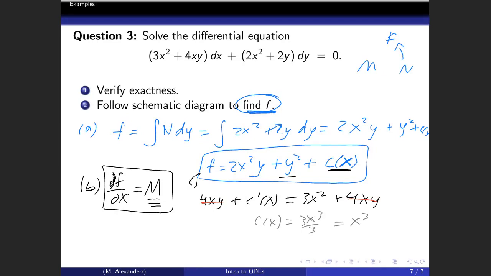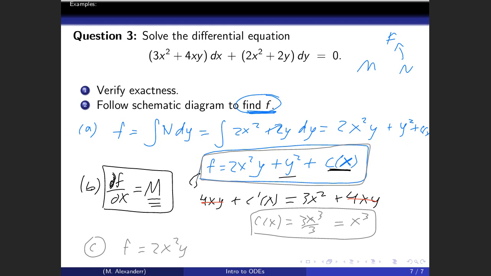And so now what do you do with this? Okay, so step C is you update your formula. You already had your formula for the f here, but you did not know what the c function was. And so now you can update the formula. And so this is going to be 2x squared y plus y squared plus x to the third. Okay, so that's our formula.